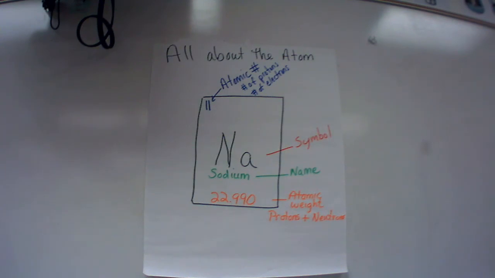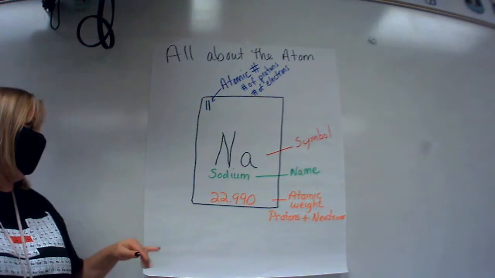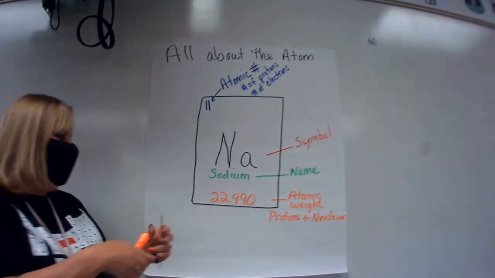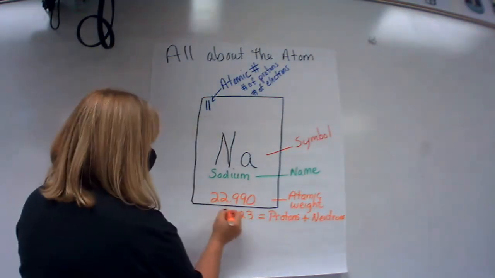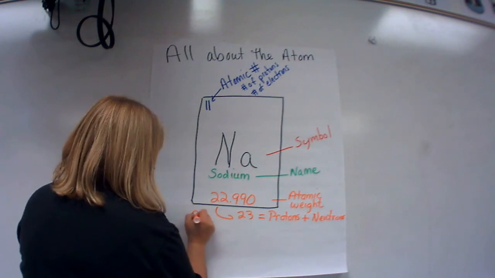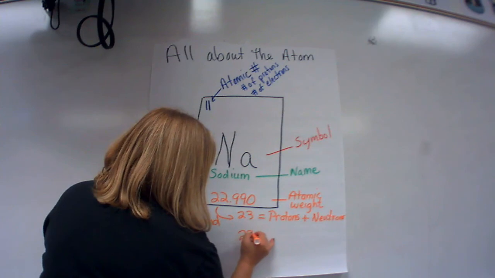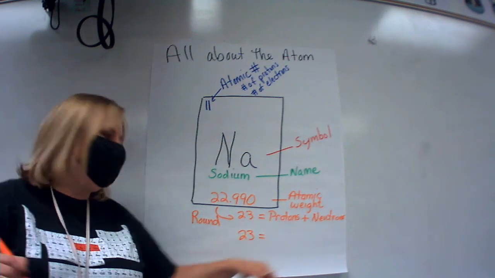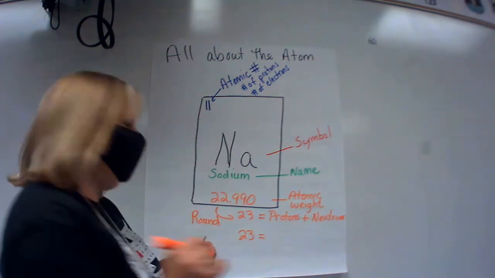Now Brandon, we got to do some math. I know math is hard, right? So we have 23 because we rounded. Do we know the number of protons, Brandon? Yes, we do. And what is that number, please? It's 11.